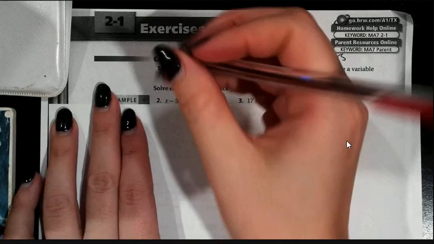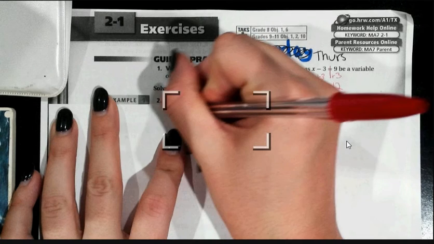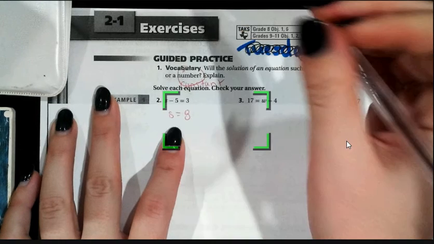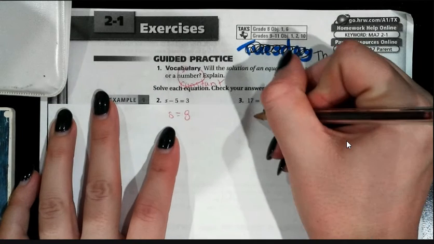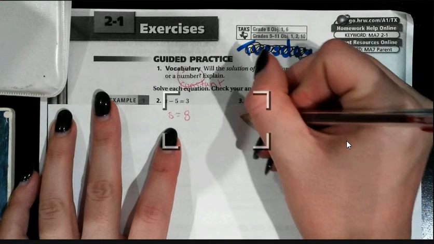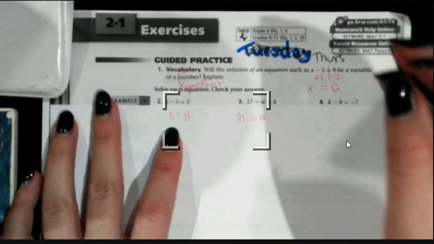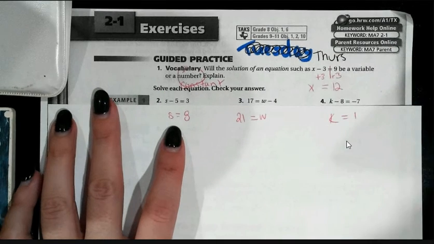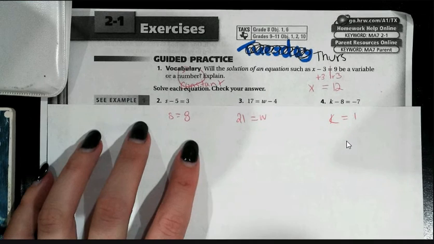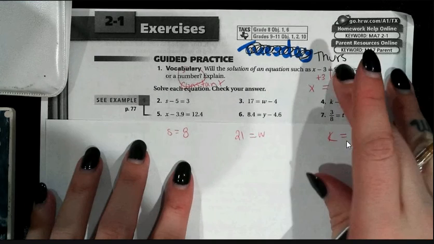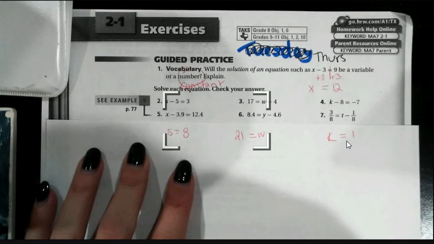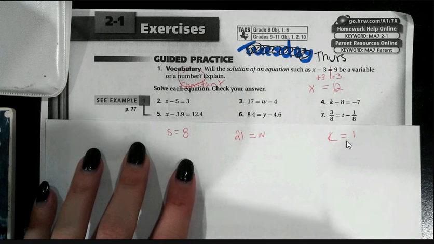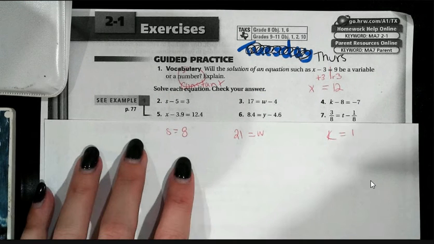Okay, so for number 2, you should have gotten S equals 8. For number 3, W equals 21. And then for number 4, K equals positive 1. Okay, so let's get into some other examples.